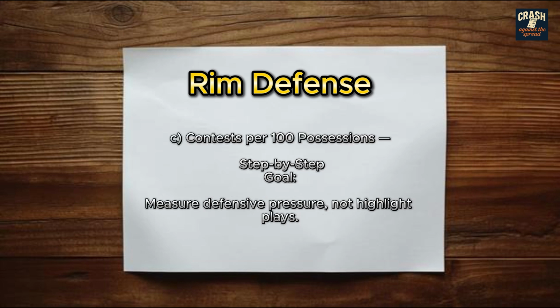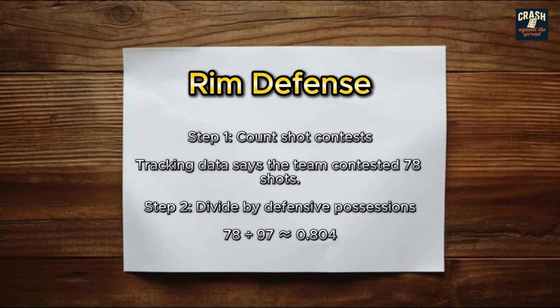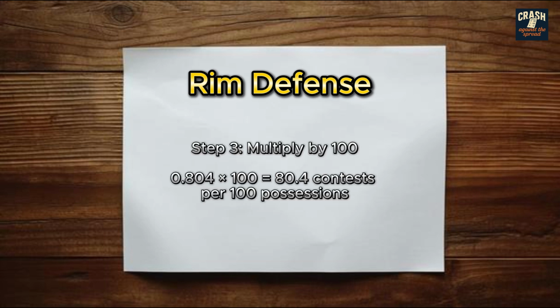C, contests per 100 possessions. Step-by-step goal: measure defensive pressure, not highlight plays. Step 1, count shot contests. Tracking data says the team contested 78 shots. Step 2, divide by defensive possessions. 78 divided by 97 is approximately 0.804. Step 3, multiply by 100. 0.804 times 100 equals 80.4 contests per 100 possessions.